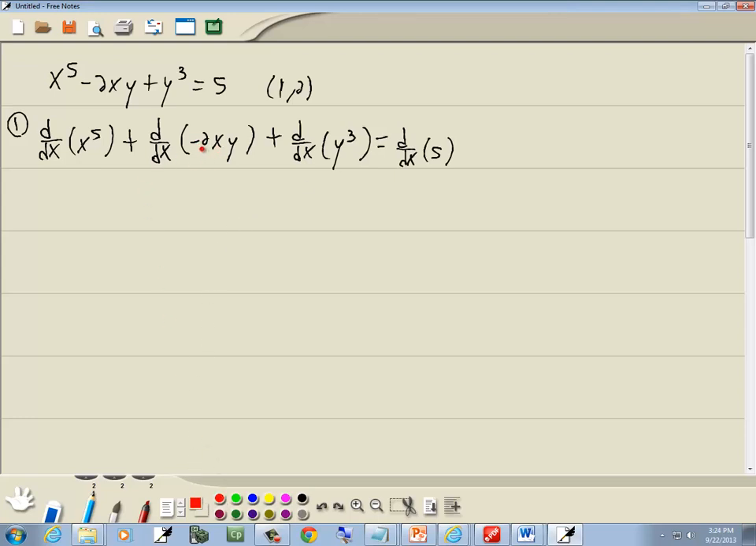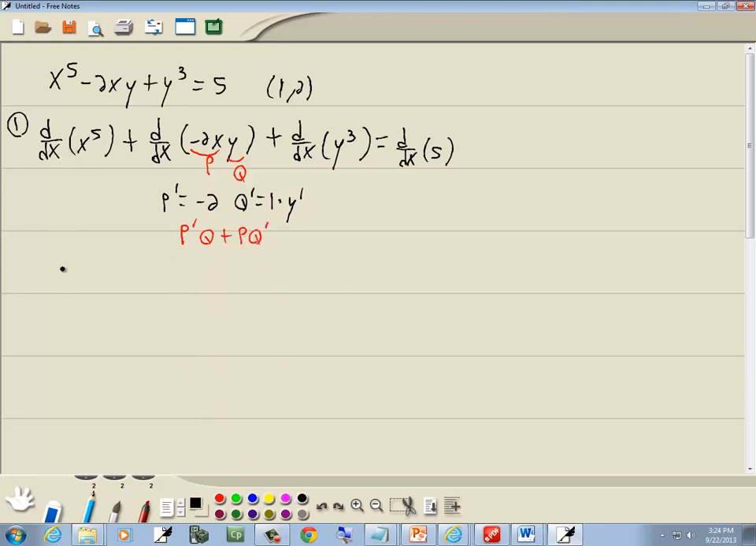Well, this one's going to be the product rule. The negative 2x will be our p, and the y will be our q. We need p prime. The derivative of negative 2x is negative 2. We need q prime. The derivative of y is 1, but then we have to add on a y prime. Anytime you're taking the derivative with respect to x and it's really y, you have to put on the y prime. So we're going to have p prime q plus p q prime.